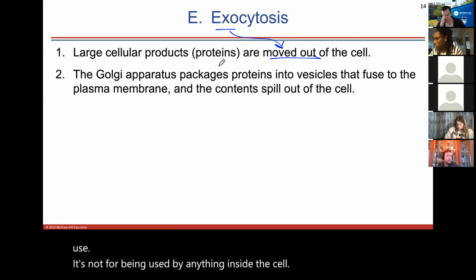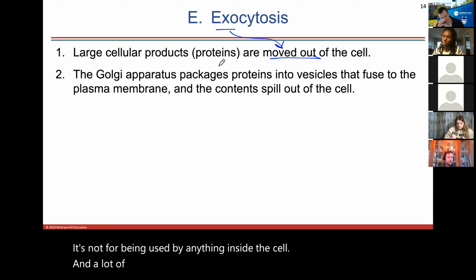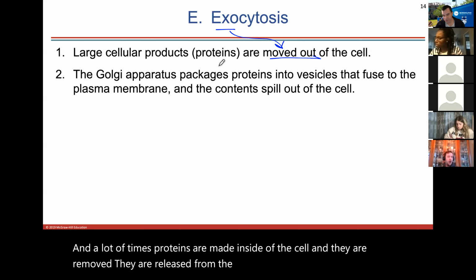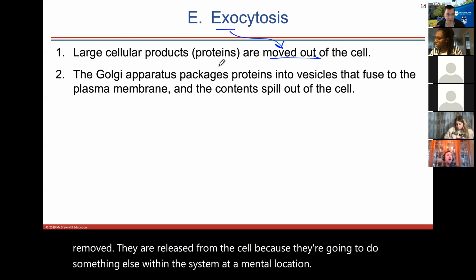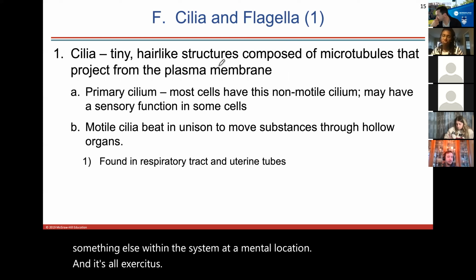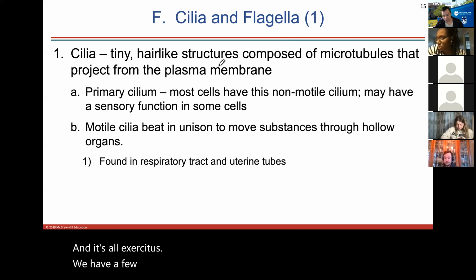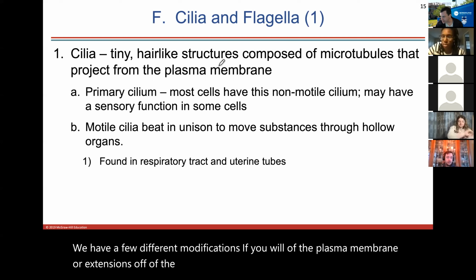And a lot of times proteins are made inside of the cell and they are removed. They are released from the cell because they're going to do something else within the system at another location. And it's all exocytosis. We have a few different modifications, if you will, of the plasma membrane or extensions off of the plasma membrane. They are cilia, they are flagellum, and they are microvilli.